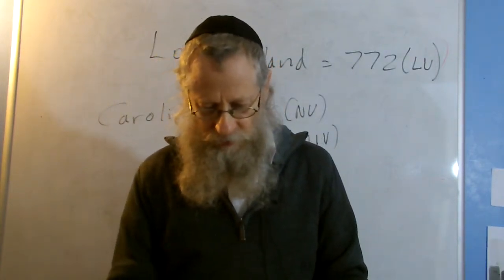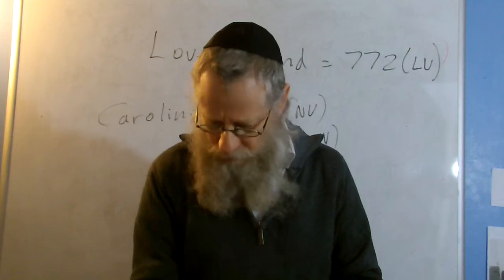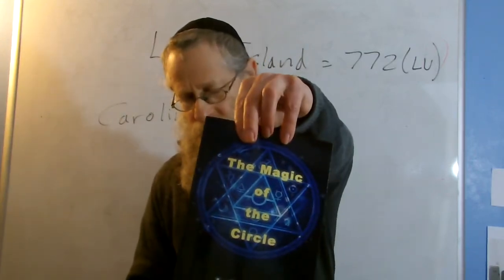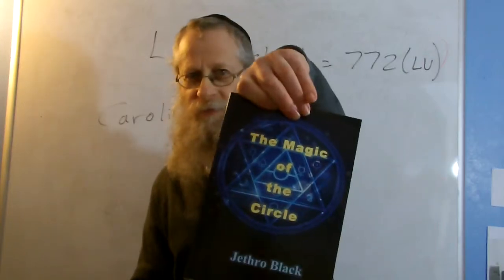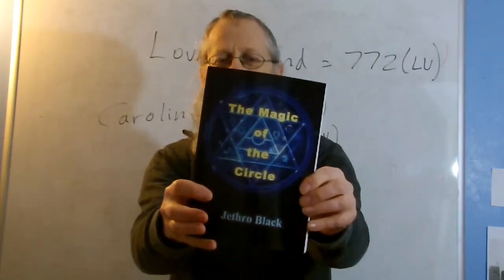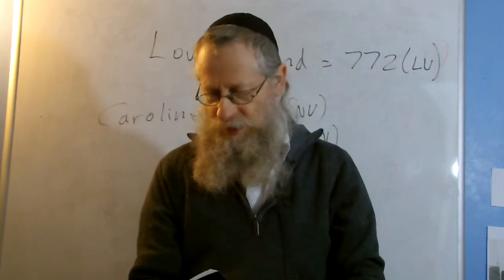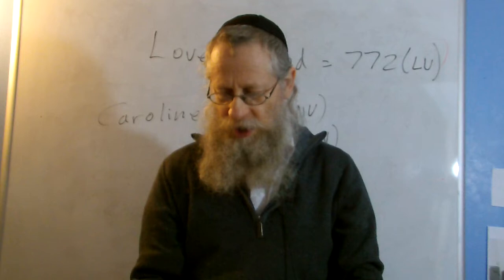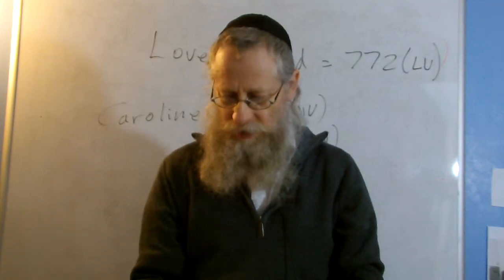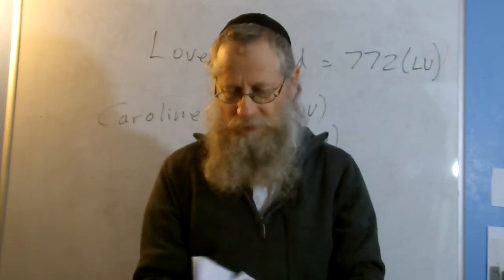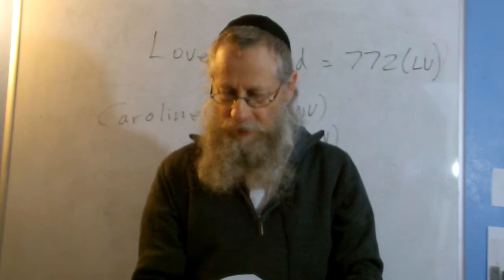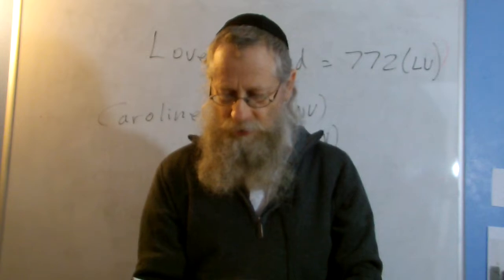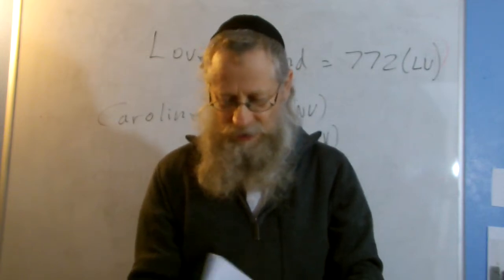And the other book I've got is this one here. It's called The Magic of the Circle. The Magic of the Circle is a very deep book. It goes into different things that are circular in shape, the significance of the circle, and the connection to the Sabbath. I'll just give you a little interesting taste of this book.